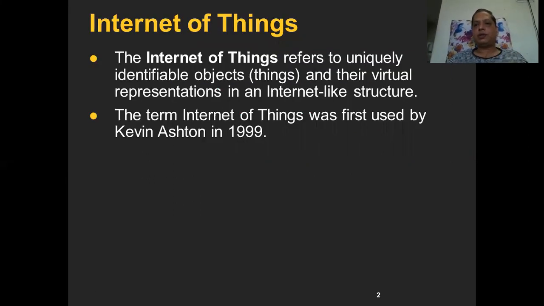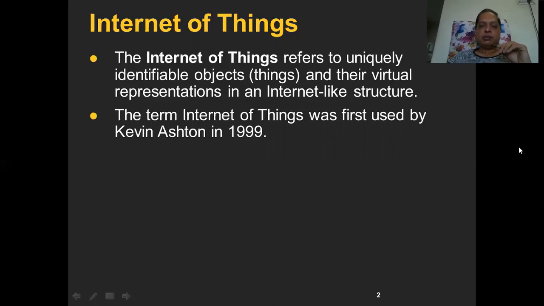We are all very much aware of the term Internet of Things. The Internet of Things refers to uniquely identifiable objects and their virtual representations in an internet-like structure. The term Internet of Things was first used by Kevin Ashton in 1999. In short, it is called IoT. Nowadays, many smart features like home safety and security, plenty of things are coming up with the help of Internet of Things, and the Internet of Things is really useful with the help of cloud.